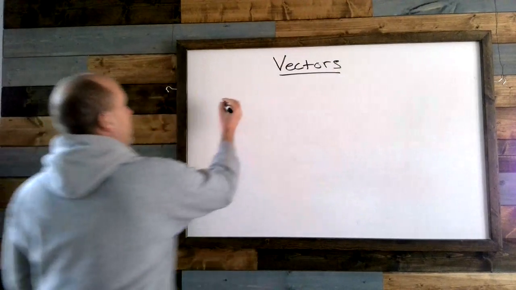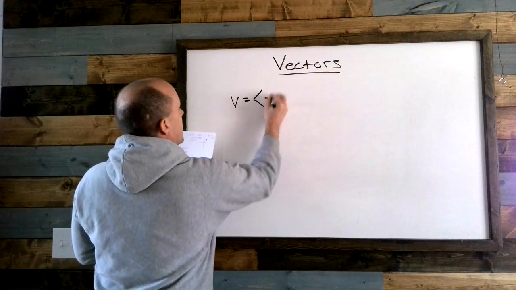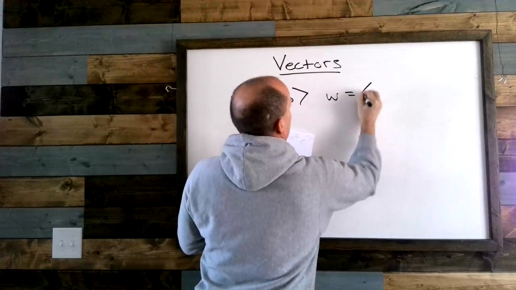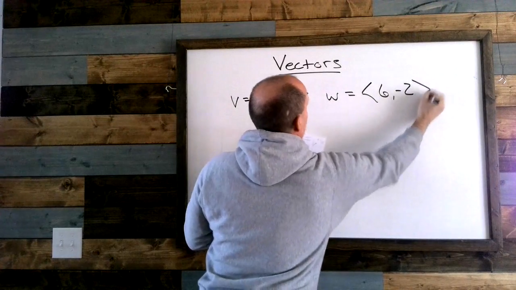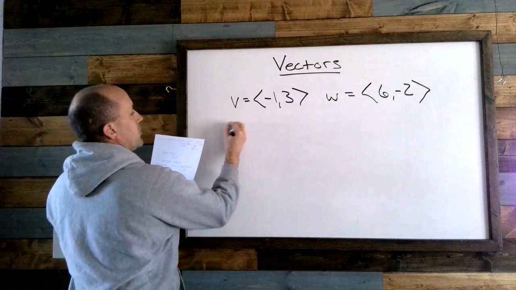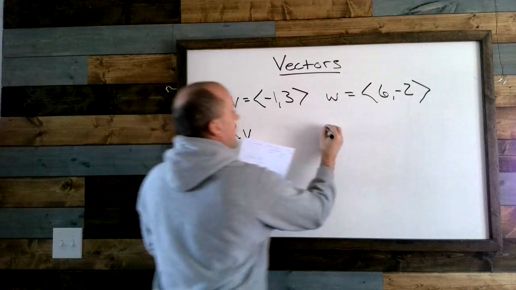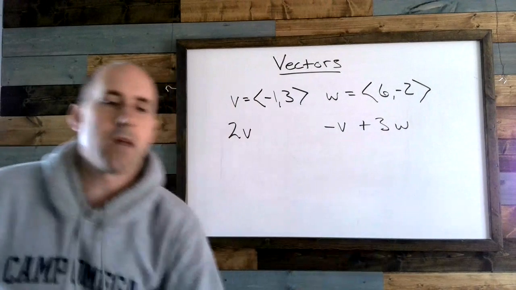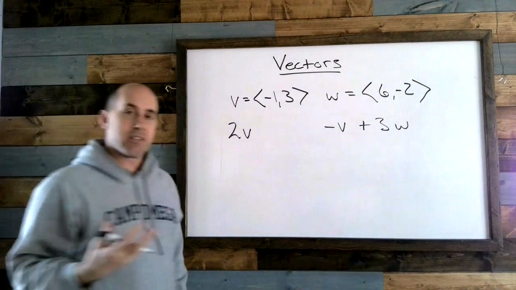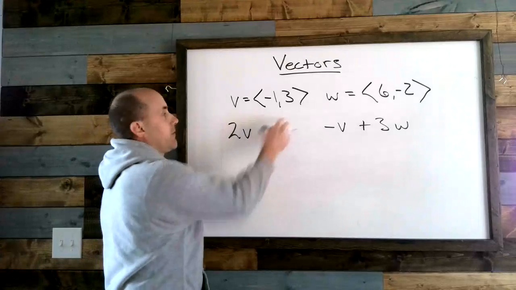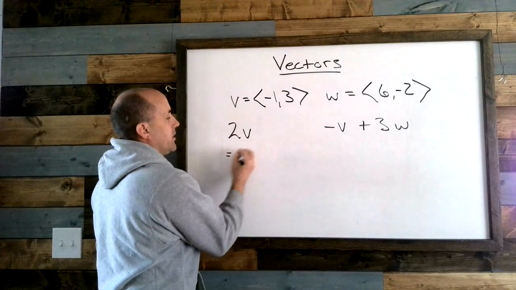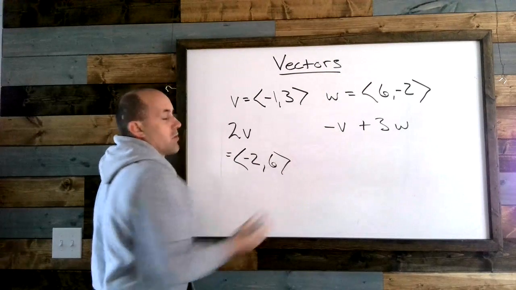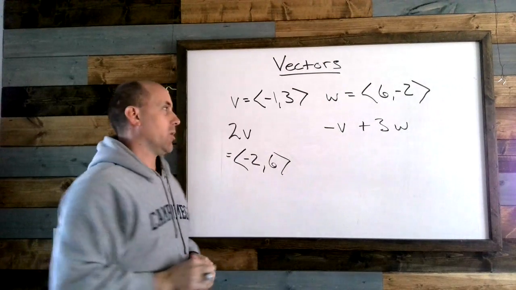If we say that vector v is equal to -1, 3, and vector w is equal to 6, -2, we would like to compute the following. We'd like to do 2v, and then we would like to do -v plus 3w. Okay, so if we want to perform operations with vectors, they act just like you think that they would. So 2 times vector v would be 2 times -1, which is -2, and then 2 times 3 is 6. So it works really nicely, just exactly like you would hope it would.